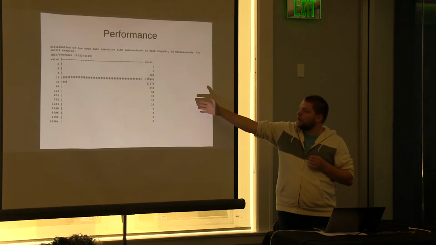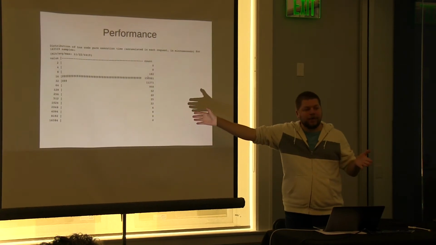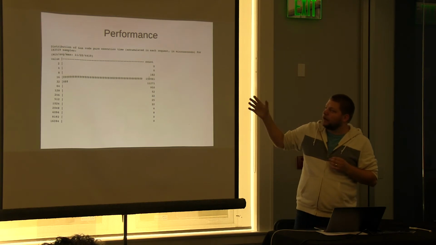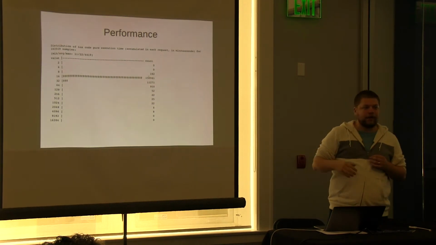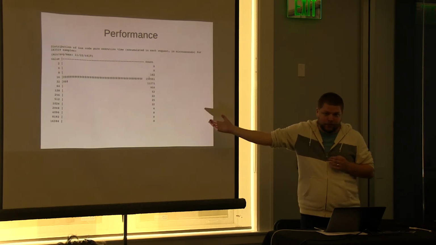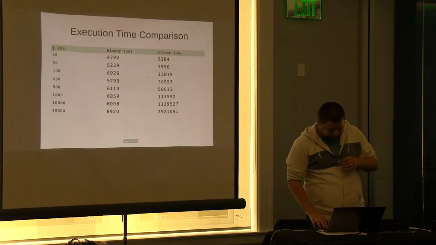This is an example of a histogram like we showed with the lua-resty-iputils function. We were averaging about 800, 850 microseconds of time in LuaVM. Here we're averaging 22. So again, more than an order of magnitude improvement.